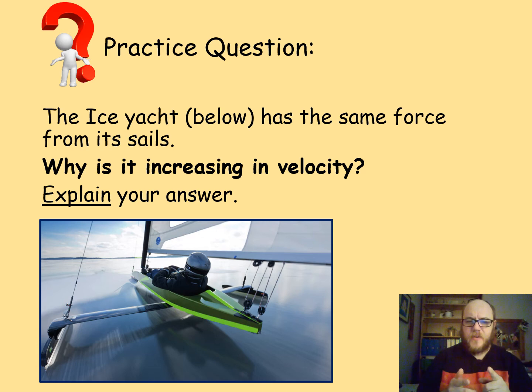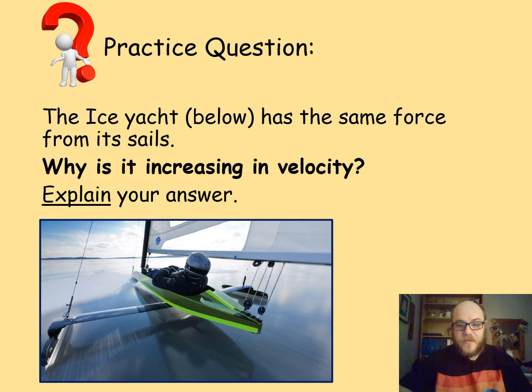Why is it increasing velocity? Explain your answer again on your piece of paper or in your book. Okay, so hopefully you've worked out that ice obviously has less friction than the water. The water is going to have quite a lot of drag, whereas this thing is built to be incredibly streamlined. So the force in the backwards direction is not as large as the force in the backwards direction in our water example. So this thing has less friction.